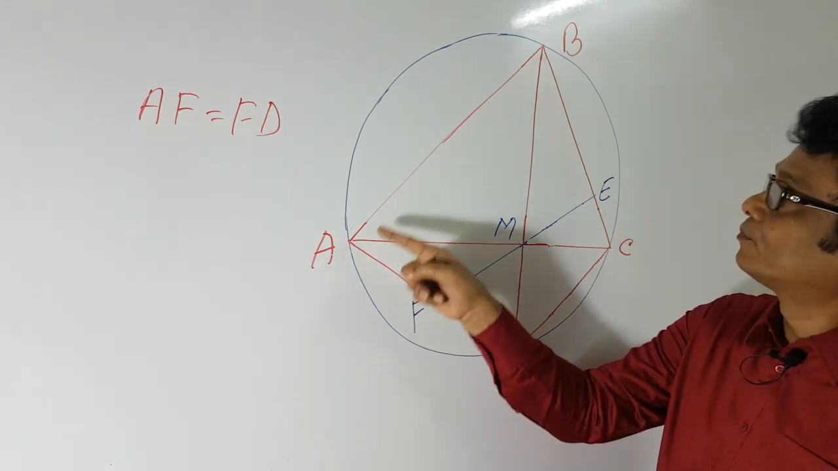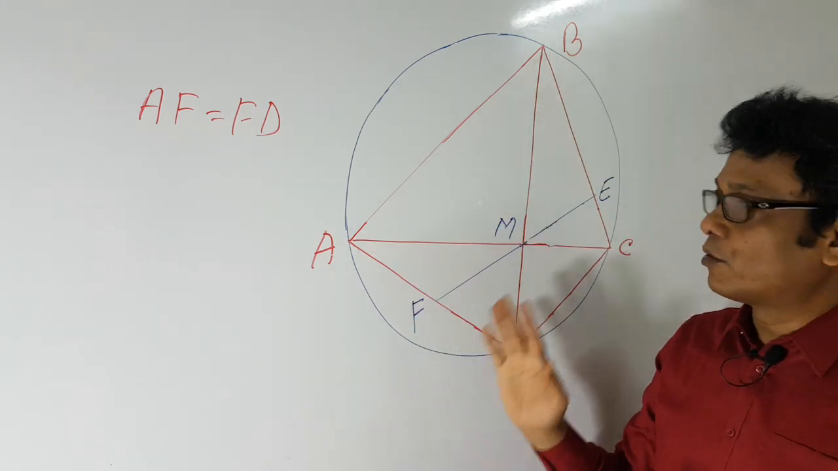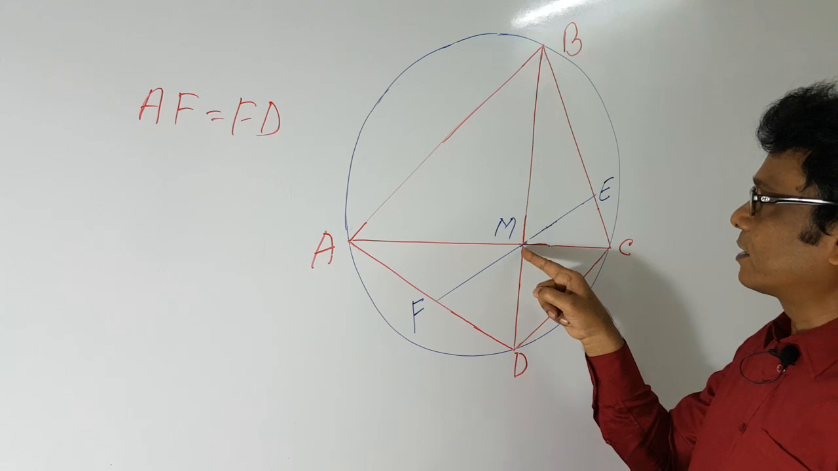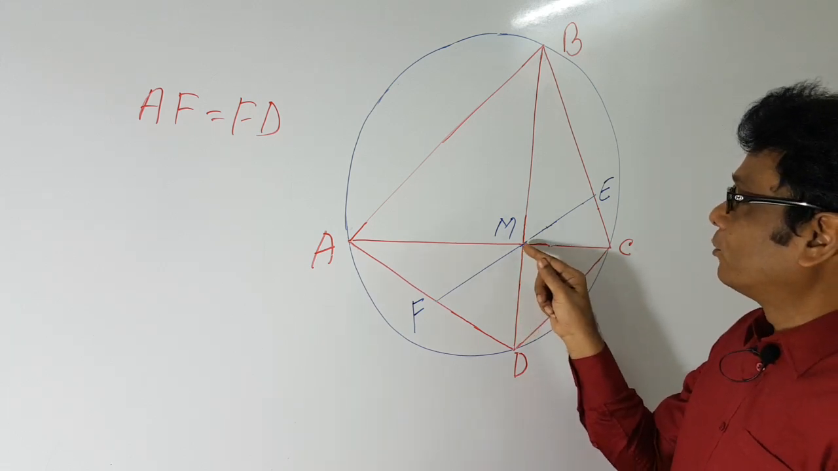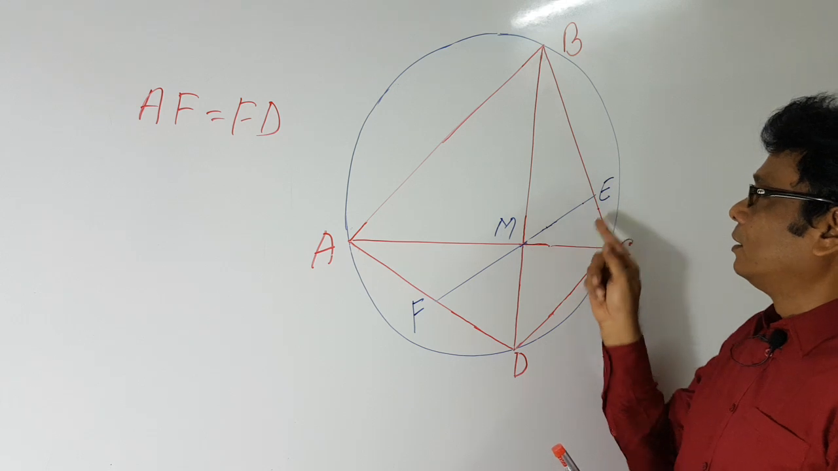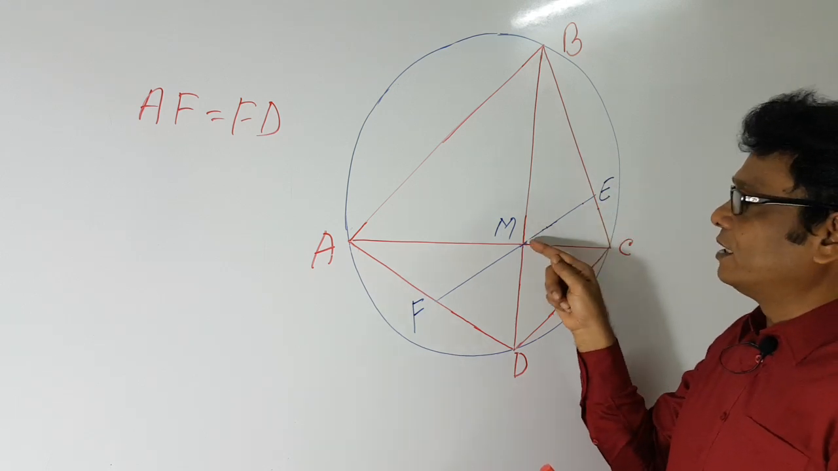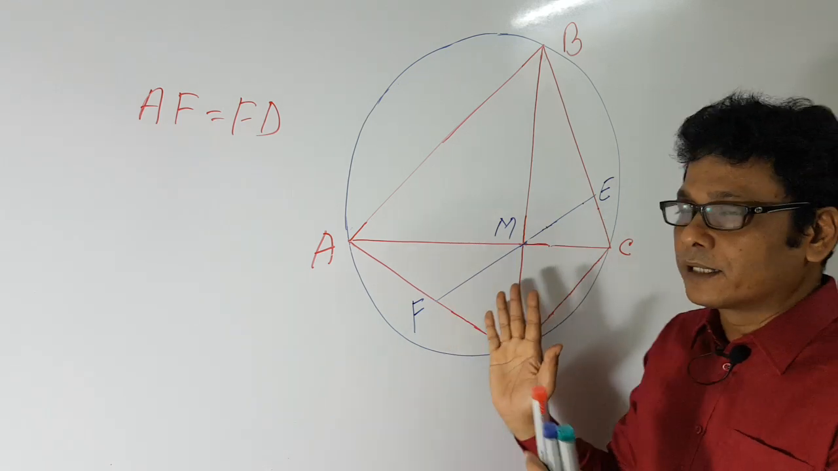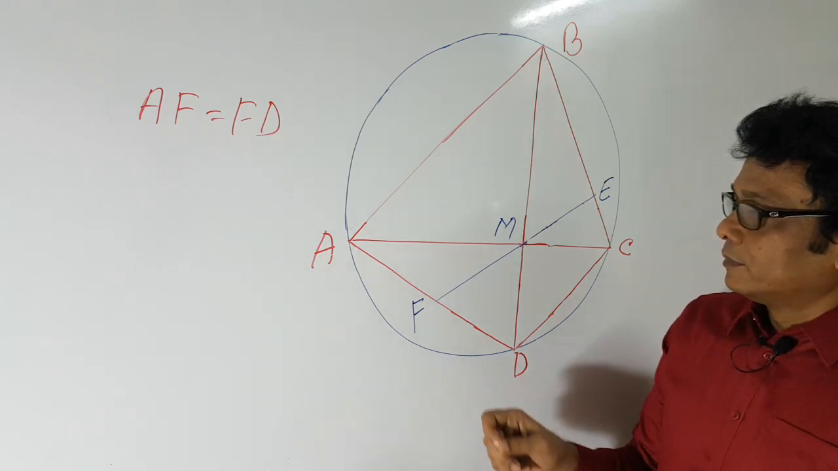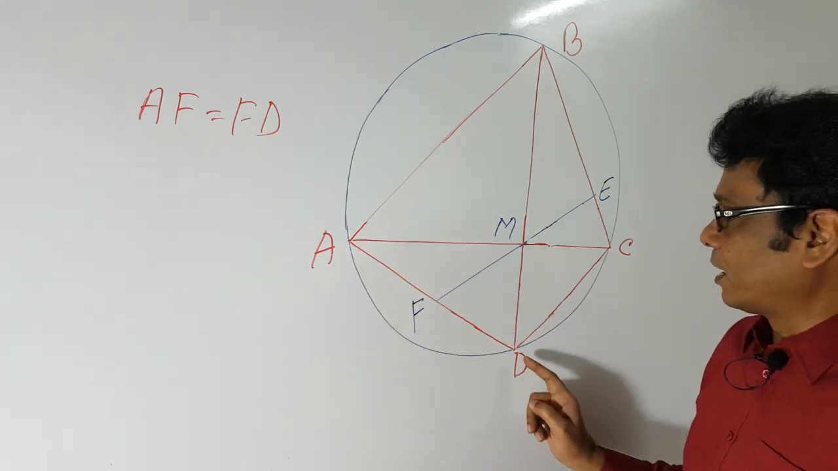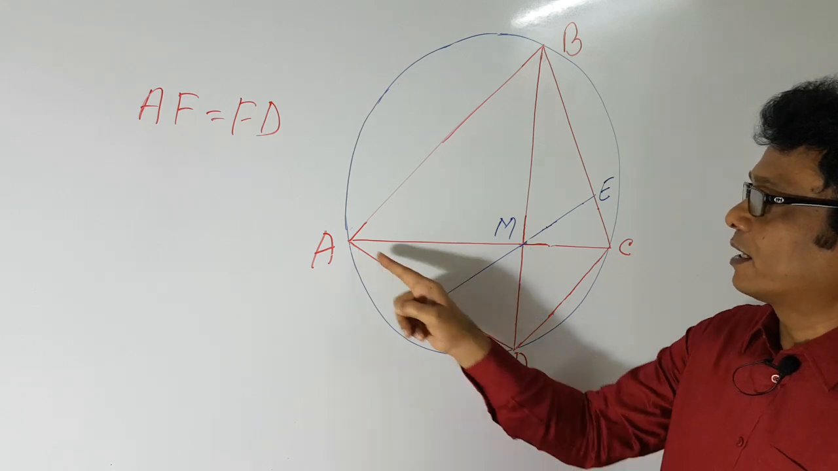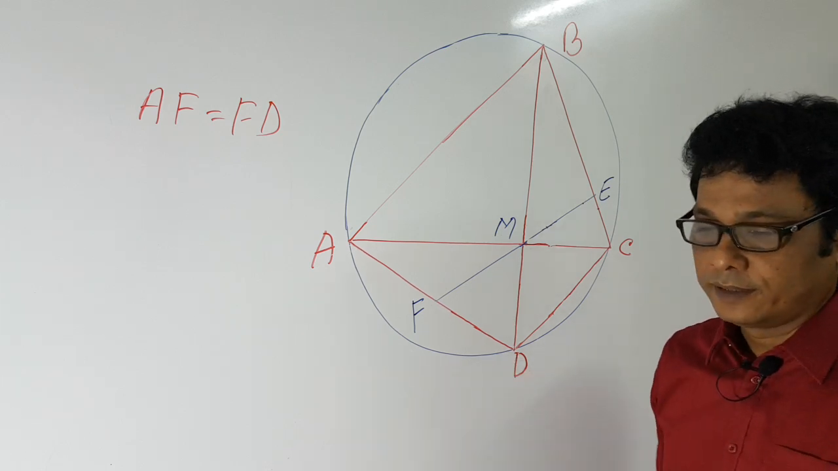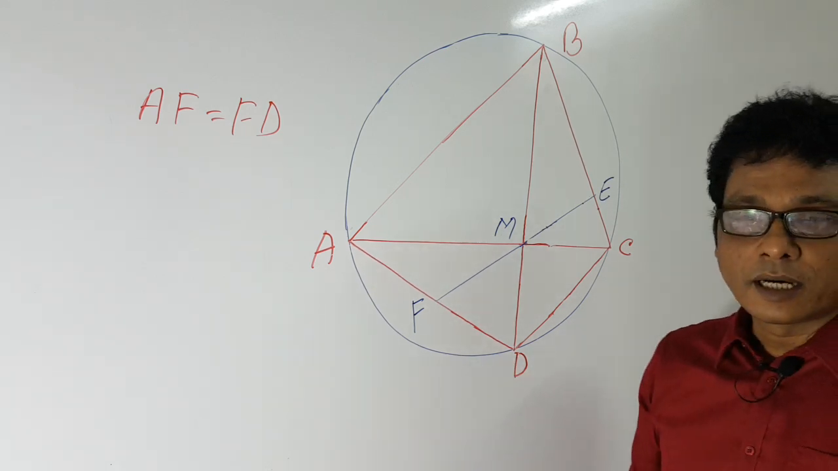I repeat, ABCD quadrilateral is inscribed in the circle. Its two diagonals AC and BD intersect each other at M perpendicularly. We draw ME perpendicular to BC. We extend EM, and the extended EM intersects AD at F. All of these are given. We have to prove AF equals FD, that means F is the midpoint of AD. It is our destination, our goal. We start our proof.